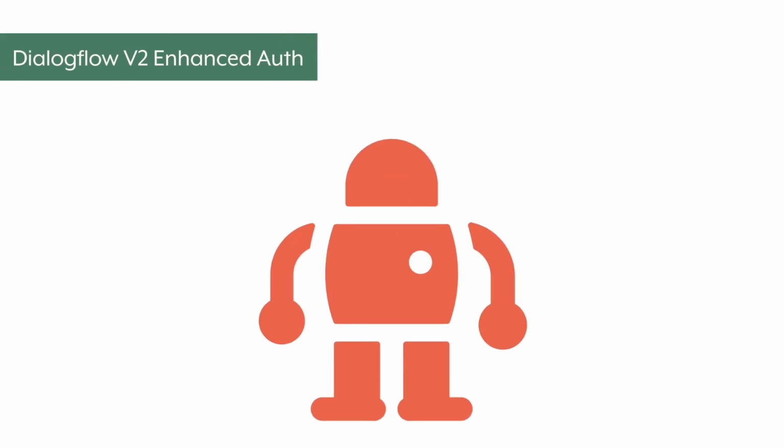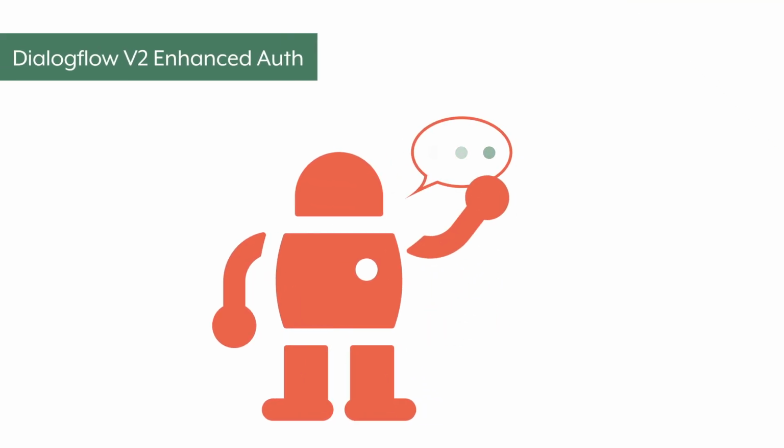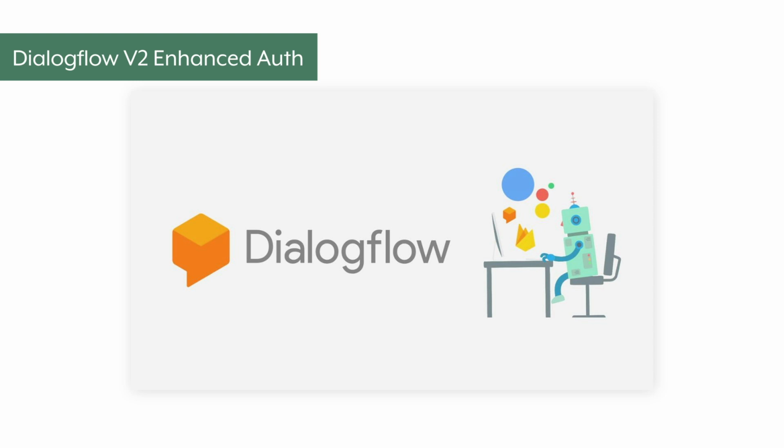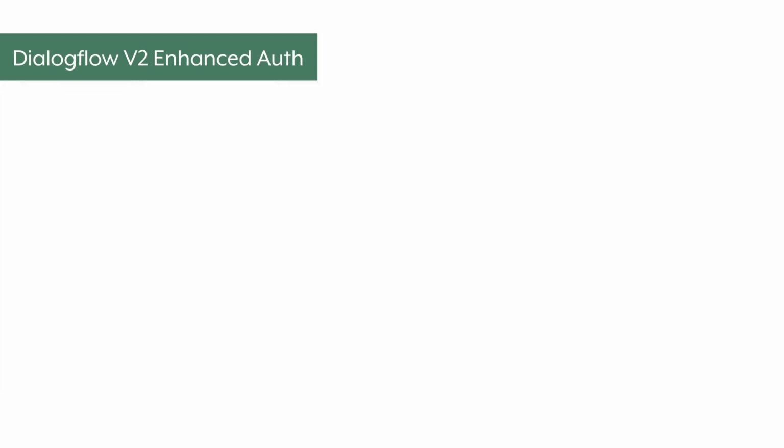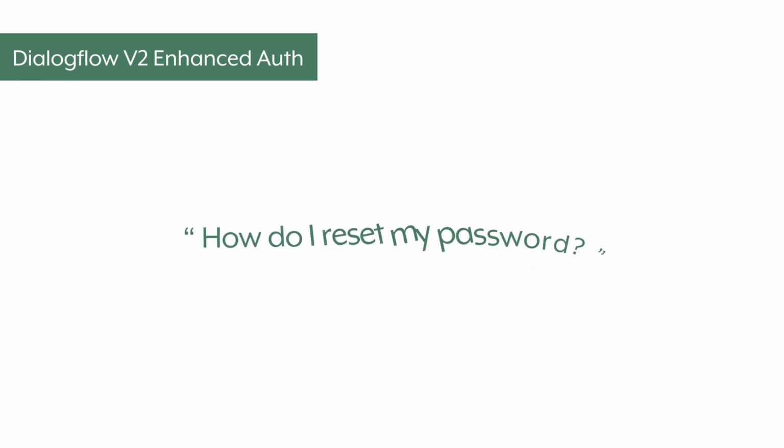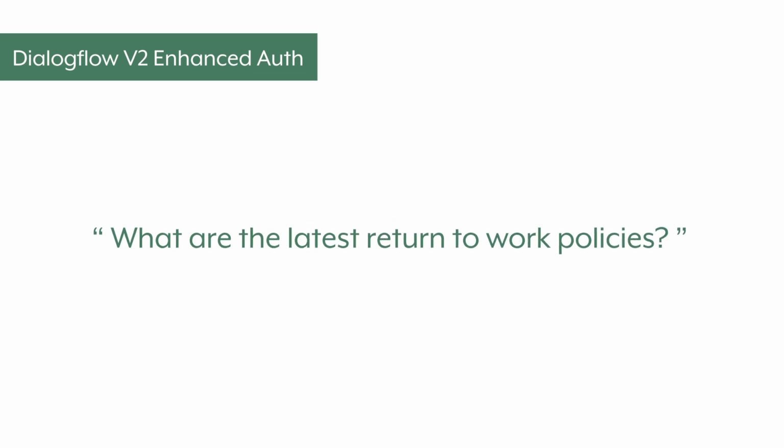Bots aren't human, but they can hold conversations like humans. You can use Workbot with Google's Dialogflow to design conversational experiences in Slack. Users can simply ask, "How do I reset my password?" or "Check my PTO balance for the year," or "What are the latest return to work policies?"